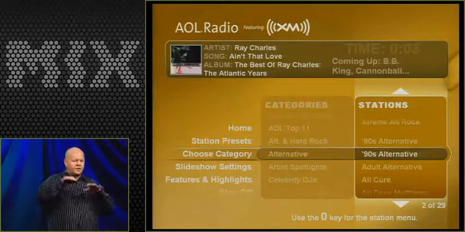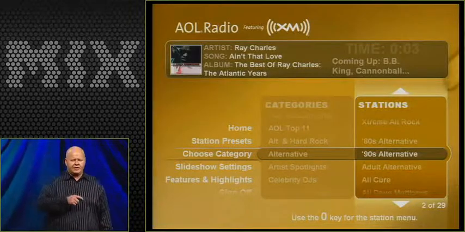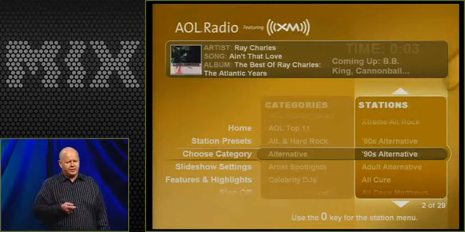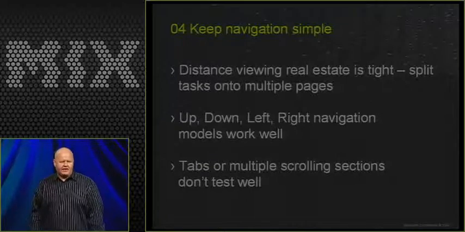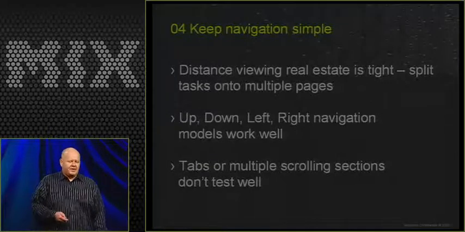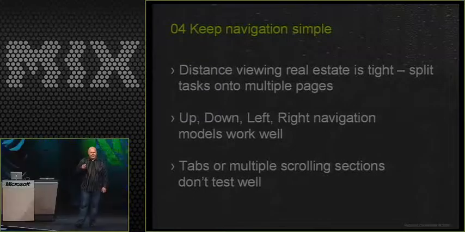So even though there's a lot of words on the screen, there's really 3 clear choices for me when I'm navigating through here. I choose category, alternative, and then my final station is 90s alternative. And then just another point about keeping your navigation simple. If I say simple again, I owe you a drink.